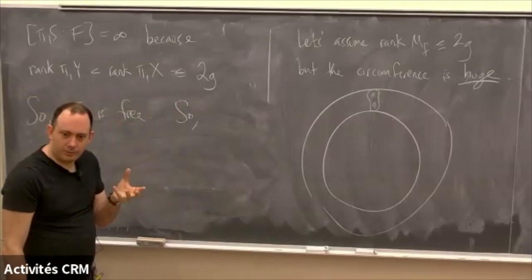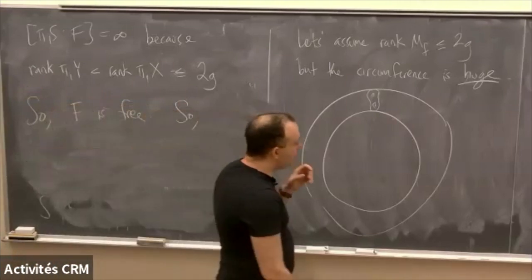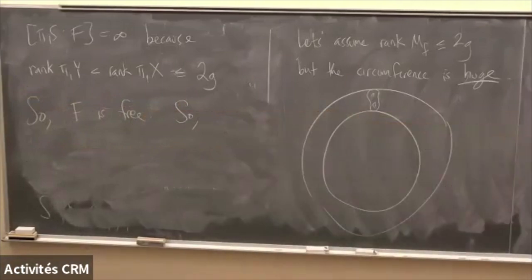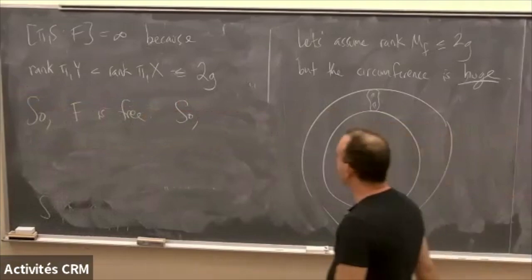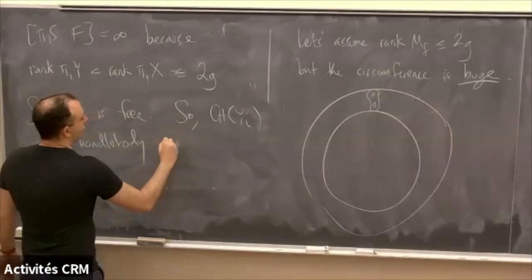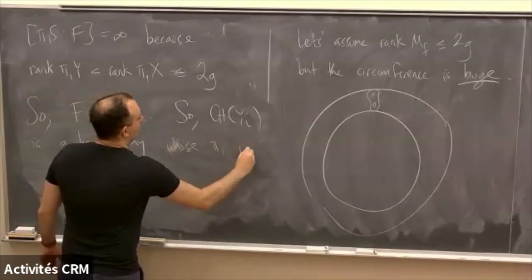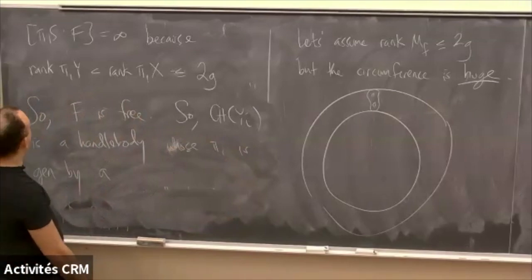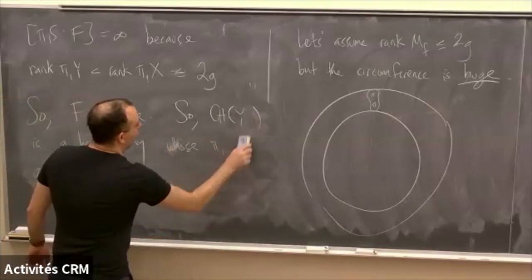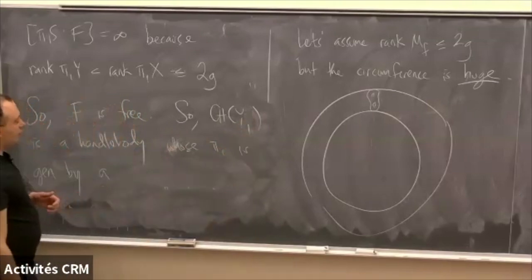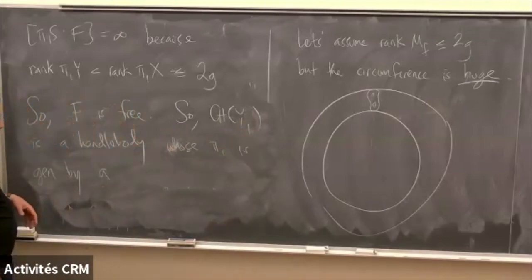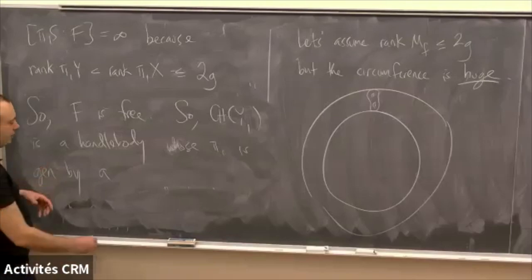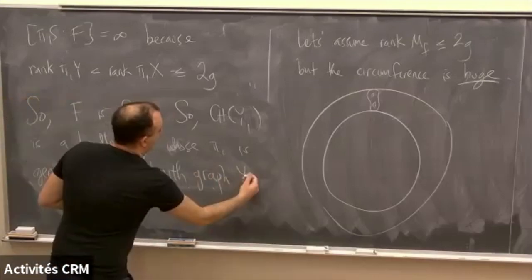So handle bodies have free fundamental group. And so you get from that actually that the convex hull of this y1 is a handle body whose pi1 is generated by this bounded length graph. Sorry, I started writing yi, didn't I? This is a 1. CH of y1 is a handle body whose pi1 is generated by this bounded length graph y1.